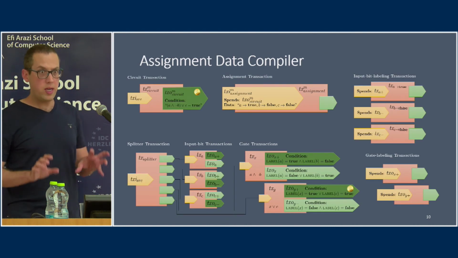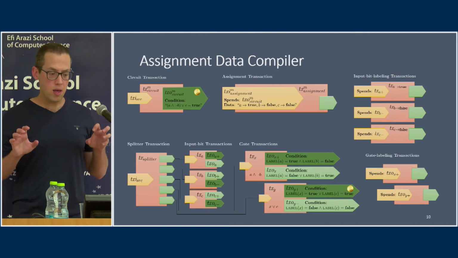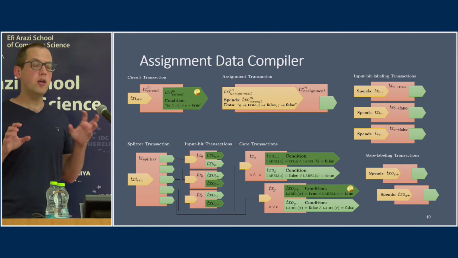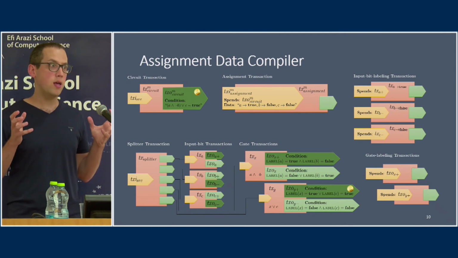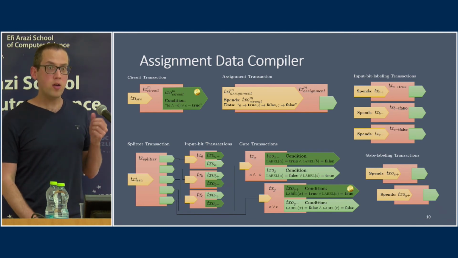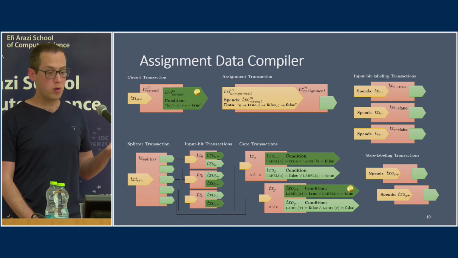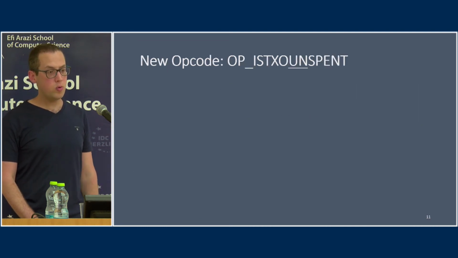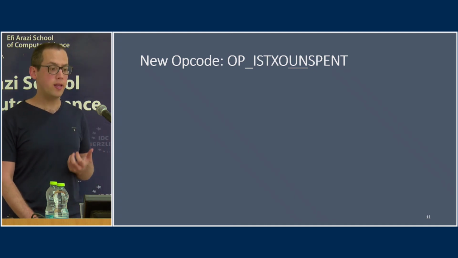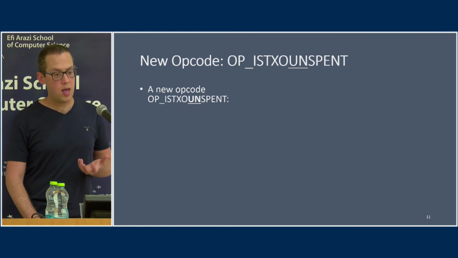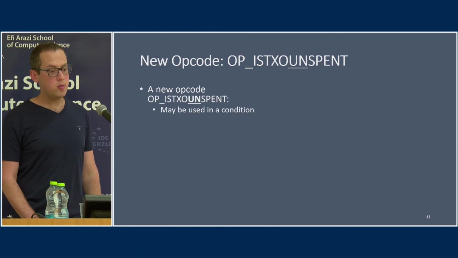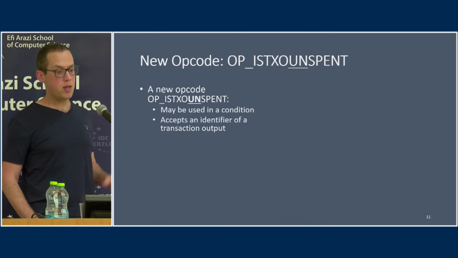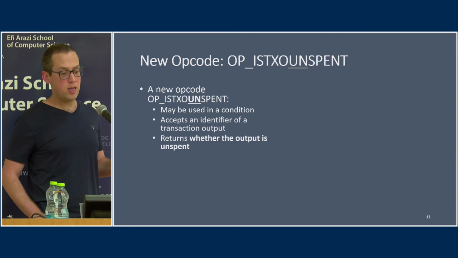Okay, so we now see it is still unclear how to implement label, and it is dependent on the underlying ledger. In our case, we took Bitcoin as a case study, and what we did to allow us to implement label is to introduce a new opcode. It is called OP_ISTXOUNSPENT, and it may be used in a condition, and it accepts an identifier of a transaction output, and it returns whether this output is unspent.